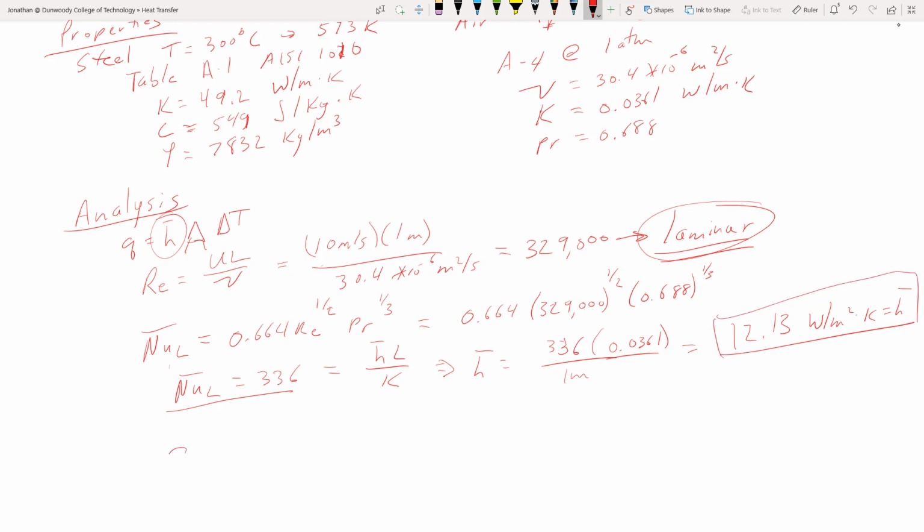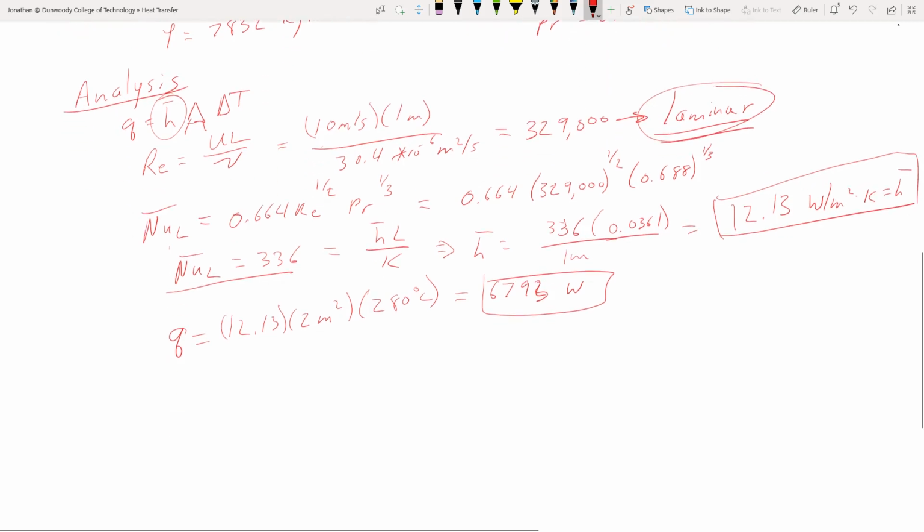So then Q is that 12.13 times 2 meters squared. So we have two sides for A, and our delta T is 280. So our initial heat transfer rate is 6792 or 93 watts. I think the book found 6780, pretty similar. So that was that first bit.